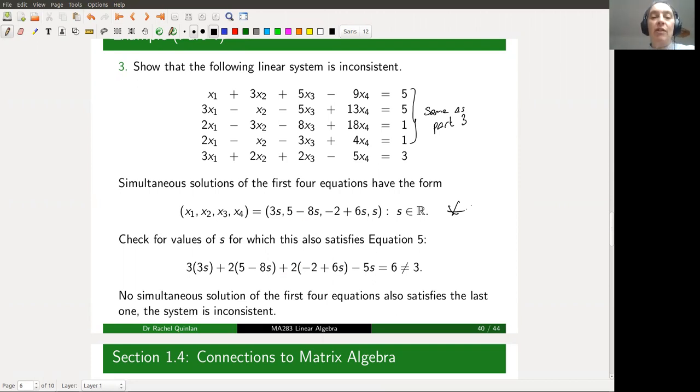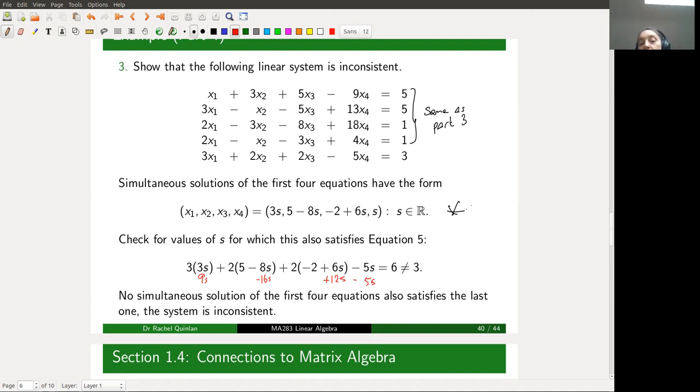And we can, as we did before, check whether there are values of s for which this is also a solution of the fifth equation. And what we get when we investigate that is, well, we've got 3 times x1 plus 2 times x2 and so on, all written in terms of s. What actually happens when we look at the coefficient of s here, we've got 9s. Here we've got minus 16s. Here we've got plus 12s. And in the last position, we've got minus 5s. So in fact, all the s's cancel each other and we're left with no s at all on the left-hand side.